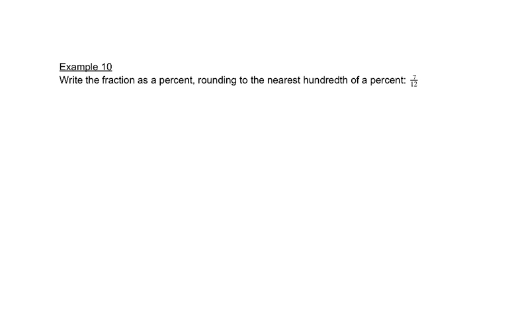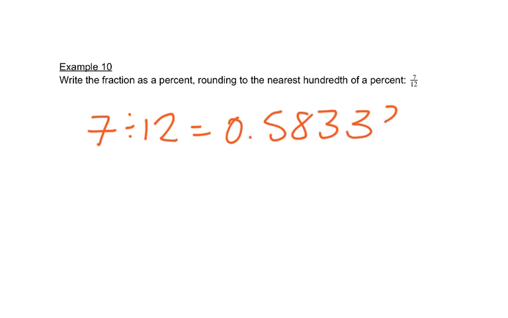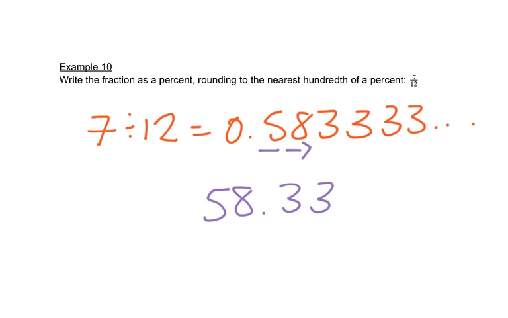Write the fraction as a percent, rounding to the nearest hundredth of a percent. So we'll do our division to change it to a decimal. And we get 0.583333, and it keeps going. We don't want to round until the very end of the problem. To change this to a percent, then we have to multiply by 100 or move the decimal place 2 places to the right. So we get 58.333, and it keeps going.